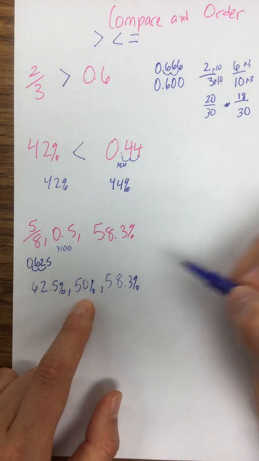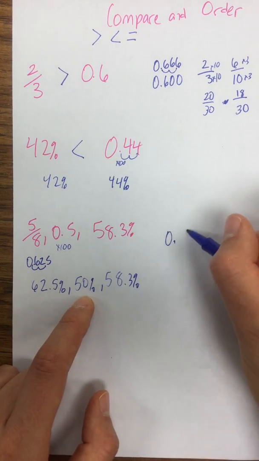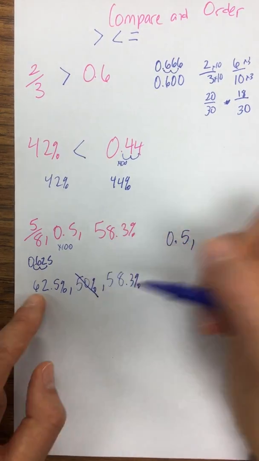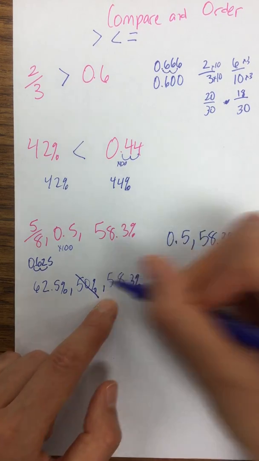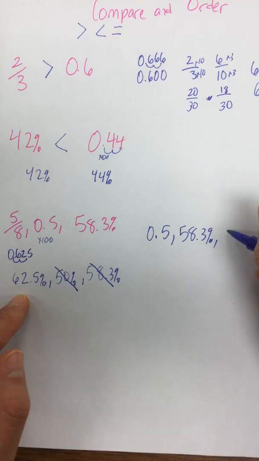From there, I just order it. Looks like my smallest one is 5/10, so I put that first. The next smallest is 58.3%. And finally, 5/8.